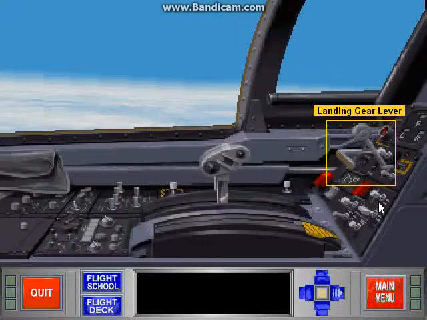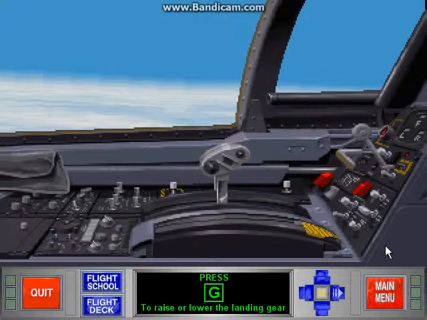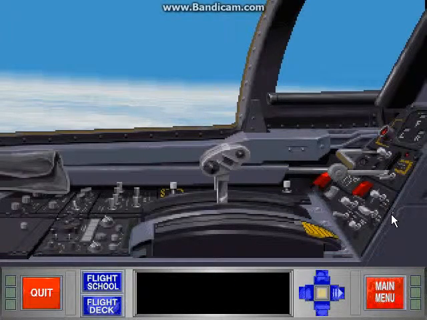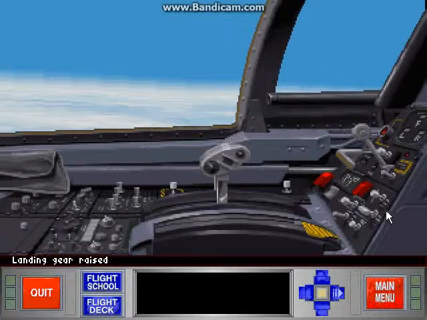The landing gear lever raises and lowers the landing gear. To raise or lower the gear, press the G key. Landing gear lowered. Landing gear raised.